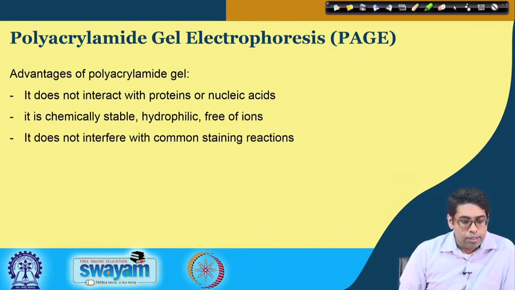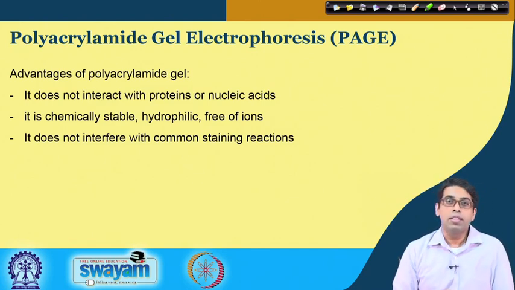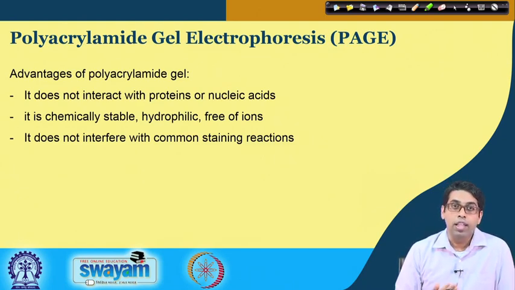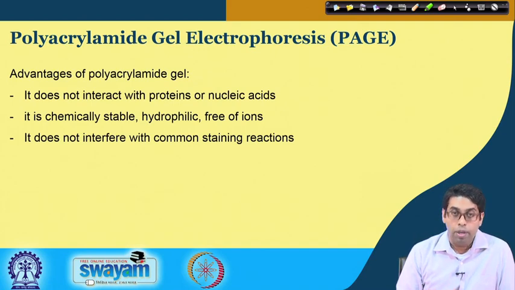Okay. So, there are certain advantages of polyacrylamide. One is that it does not interact with proteins or nucleic acids. There is no reaction, it is a very inert medium. It is chemically stable, hydrophilic, and also free of ions, which means that all the electrophoretic mobility that we get is because of the ions that are either supplied in the biological sample or in the buffer. This gel itself will not contribute any ions to the electric current that passes through the gel.